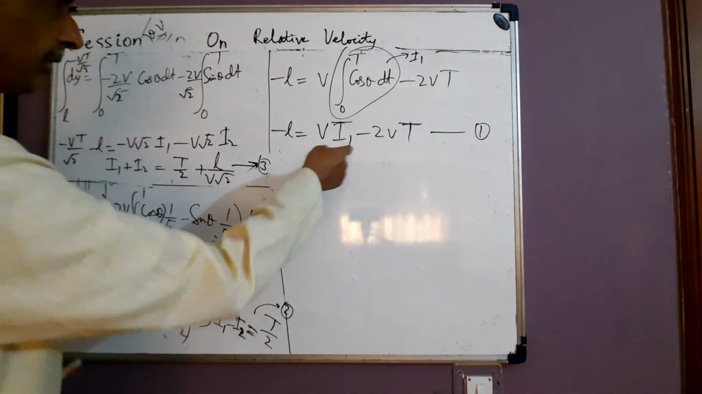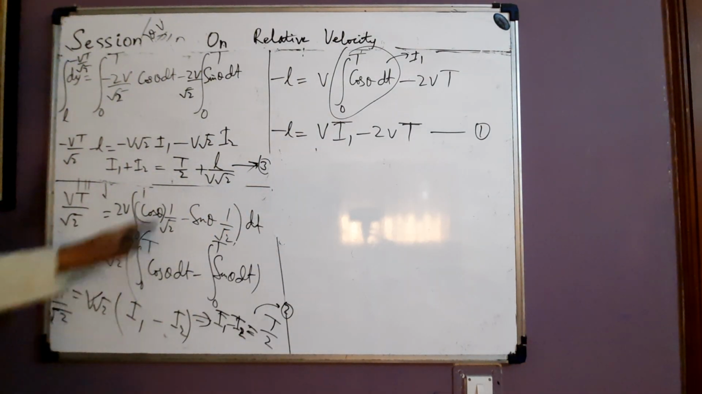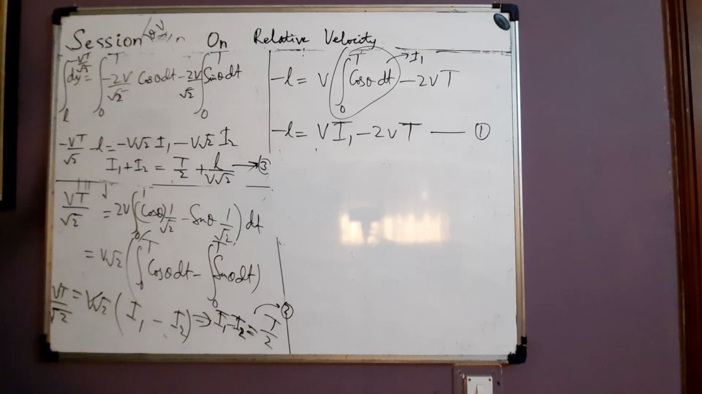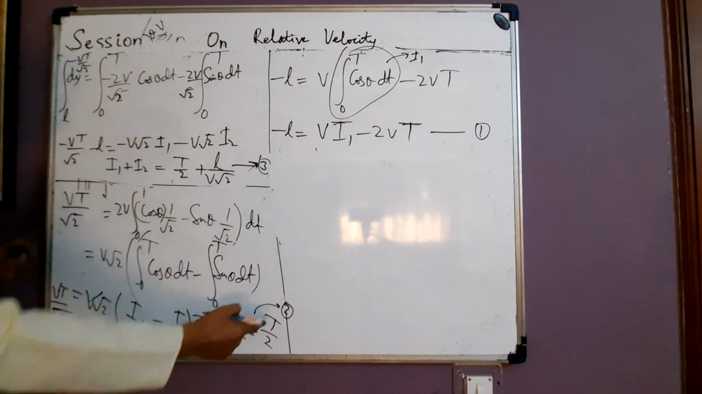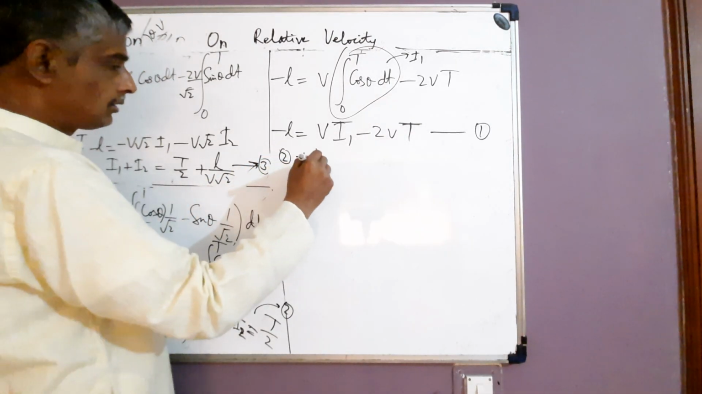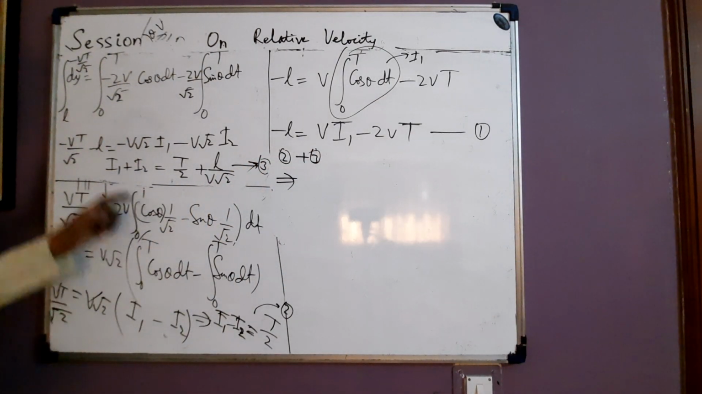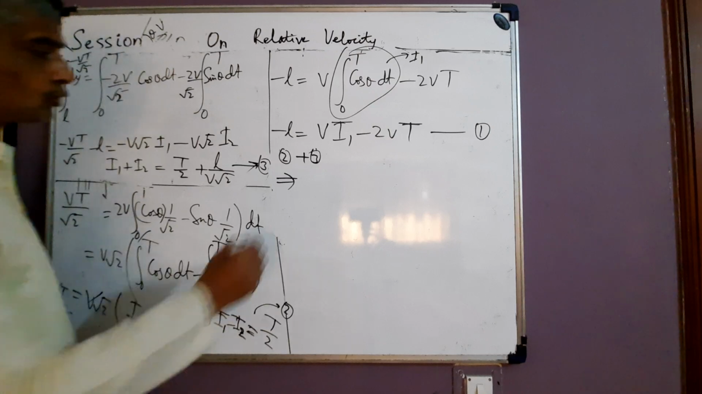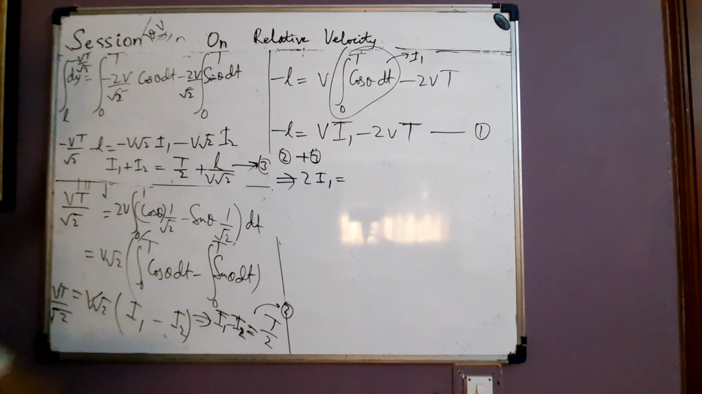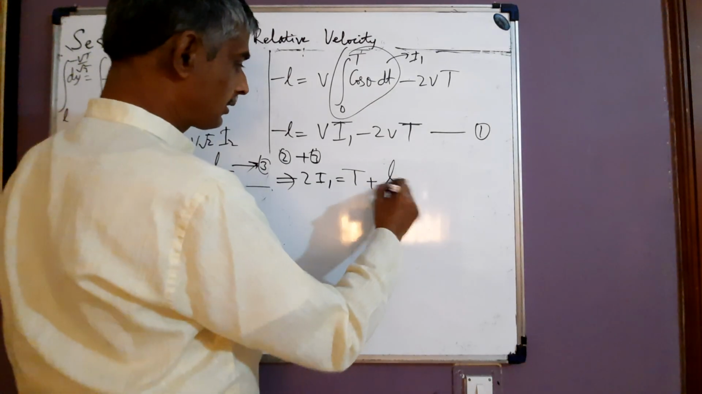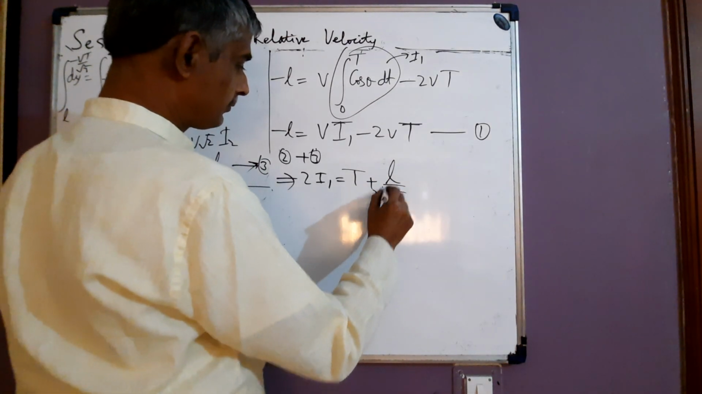So now we will net from this. So I get this equation. Okay, fine. So I have to net out I2. I add the second and third equation. If I add the second and third equation, I2 goes away. You can see, I1 plus I1 becomes 2I1. 2I1 becomes how much? T by 2 plus T by 2, T, plus L by V root 2.